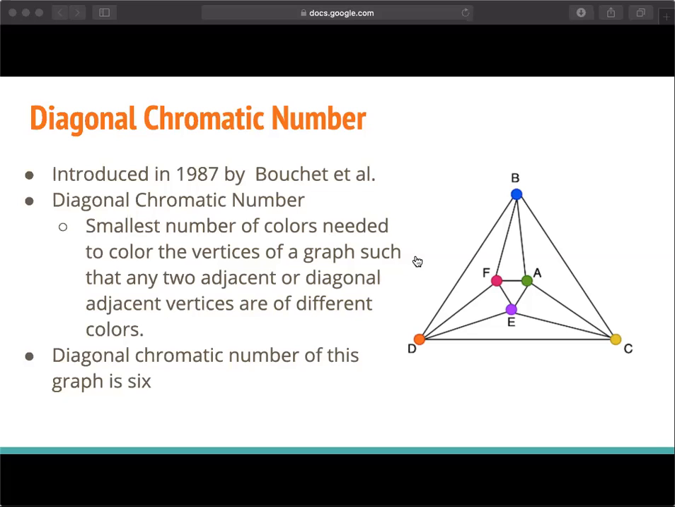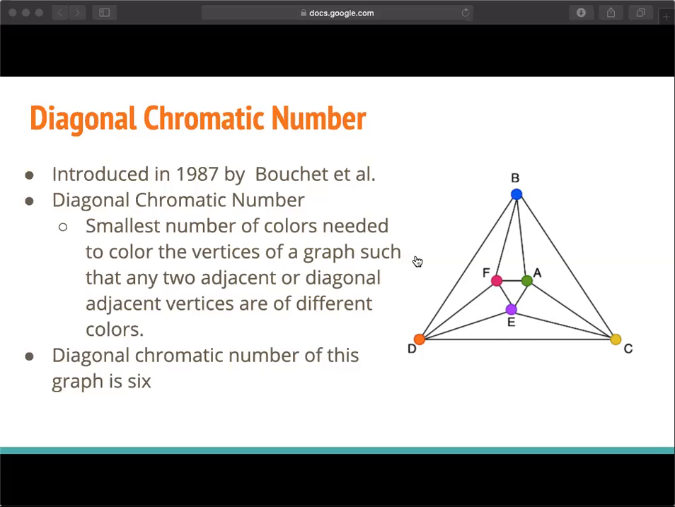So there are many subtopics related to graph coloring and the chromatic number of a graph. In 1987, a concept similar to the chromatic number was introduced. It's known as the diagonal coloring of plane triangulations, also known as the diagonal chromatic number. The diagonal chromatic number is the smallest number of colors needed to color the vertices of a graph such that two adjacent or diagonally adjacent vertices are of different colors.